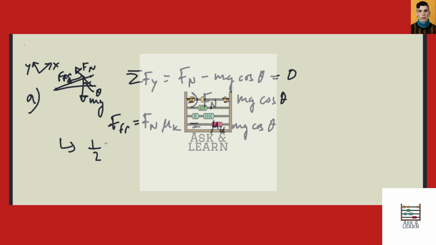At the bottom, initially you have 1/2 mv1 squared, the initial speed. On top, you have the potential energy mg d sine theta, d sine theta being the height, and add to that the work done by friction, which is mu k times mg times d cosine theta. So this is just force of friction times the distance, which is d.